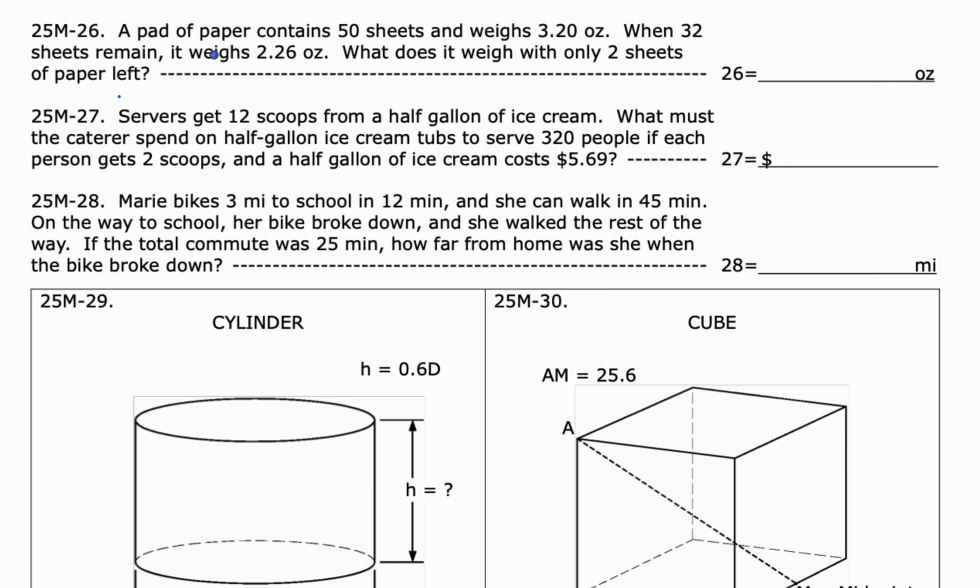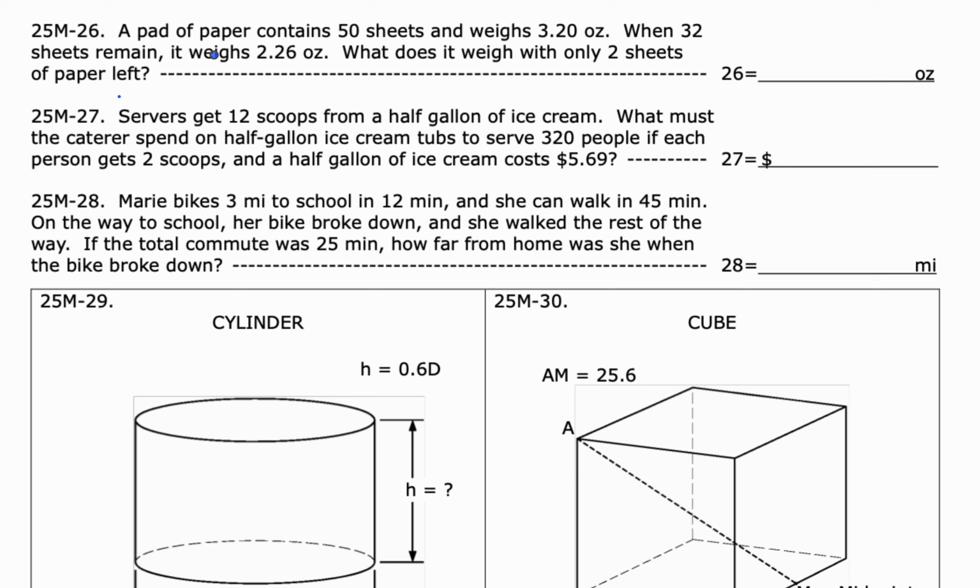A quick way to do this would be to use a linear regression on your HP calculator. You would do 3.2, enter 50 sigma plus, 2.26, enter 32 sigma plus, put in the 2 for the sheets, then push linear regression, right, and then predict the y value, or the weight.